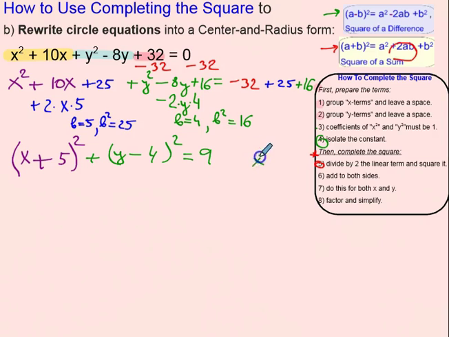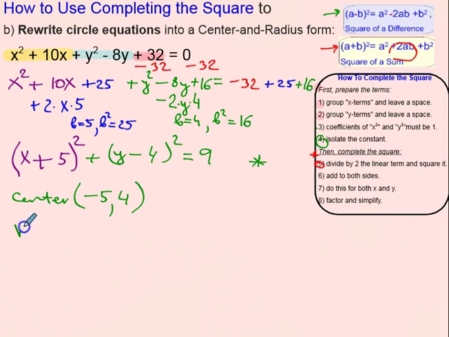This is it. You just rewrote your original equation of a circle in the form center and radius. From this form, we can identify the coordinates of the center. Remember what they would be? They would be the negated value of positive 5 and the negated value of negative 4.